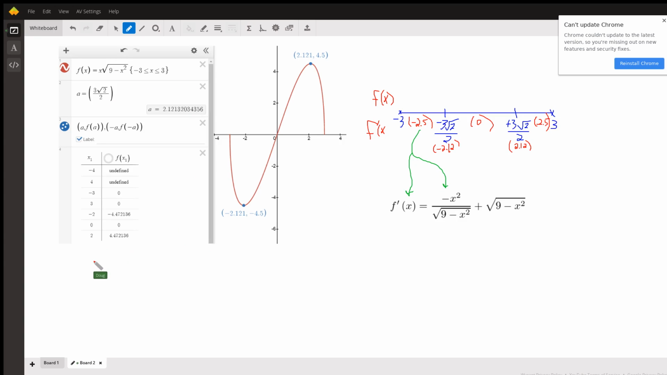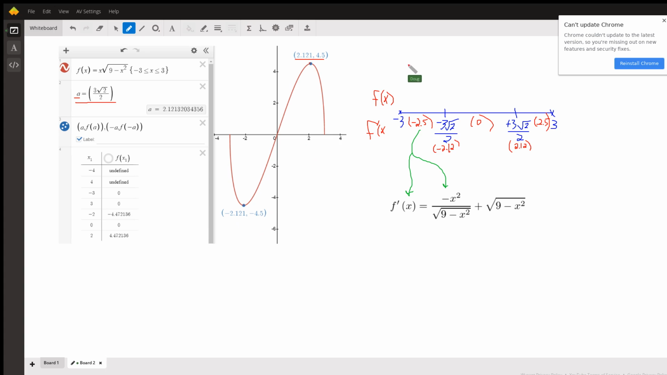And if we go to board 2, you'll see what I'm talking about right here. 3 radical 2 over 2 is about 2.12. If I plot and let a equal that value, f of a is this point right here. So there are the coordinates of a relative maximum, and there are the coordinates of a relative minimum: opposite of a, comma, f of a.